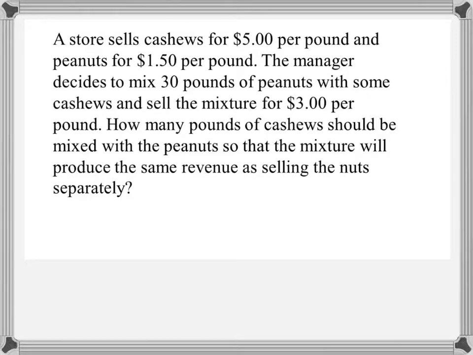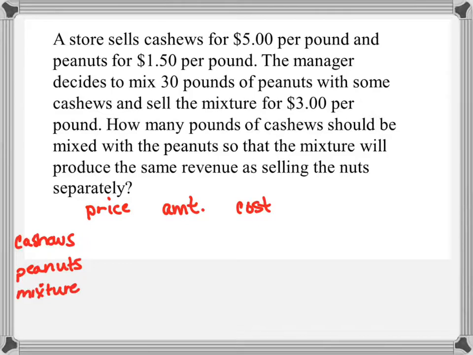Now I'm going to solve these using tables like we did back in the first unit. But I'll point out where we could solve this using a system of equations instead of just writing one linear equation right away. So I'm going to create a table with columns price, amount, and cost. And I've got cashews, peanuts, and the mixture.